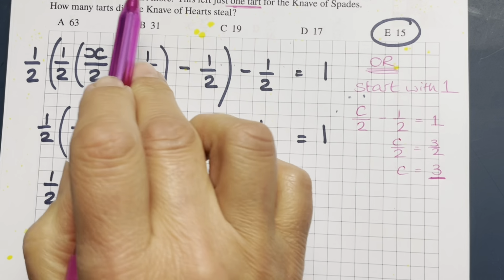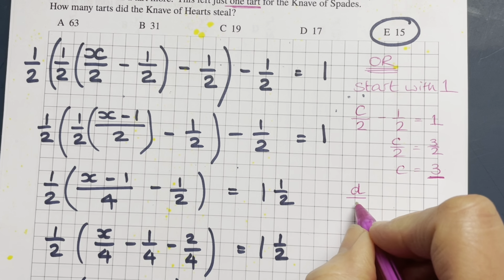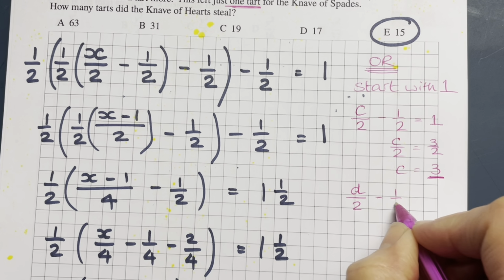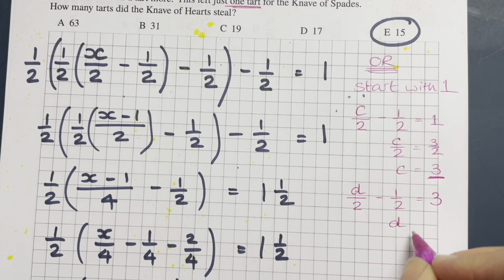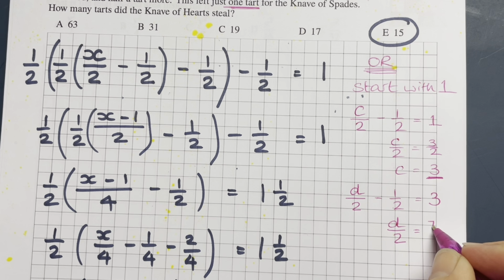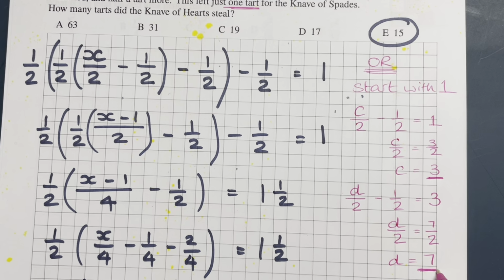We need to go back now to the diamonds. So we know that D for diamonds over 2, subtract 1/2 equals 3. Again, if I add that half to both sides, D over 2 is going to be 3.5, or 7 over 2, and D is therefore 7.